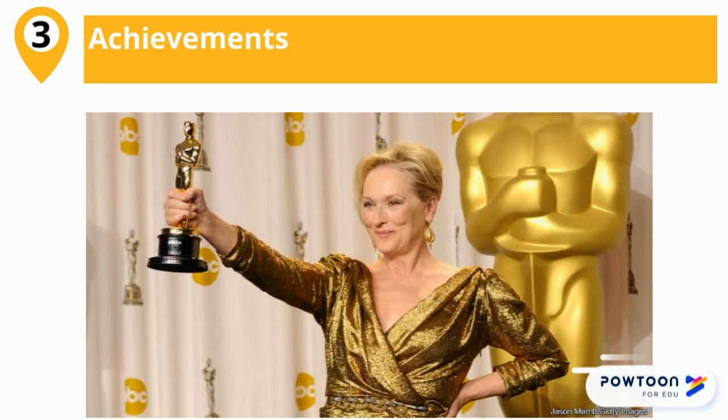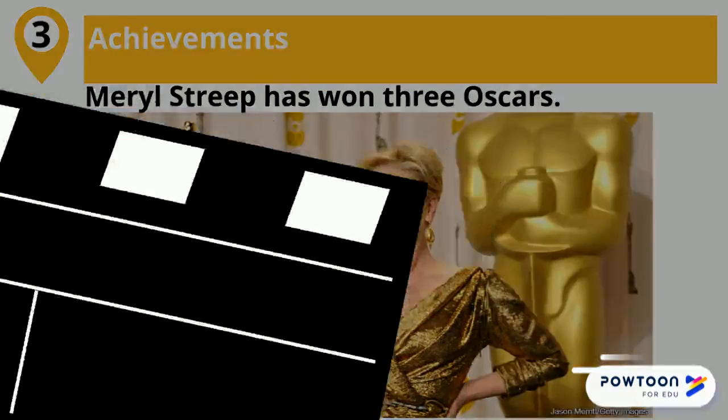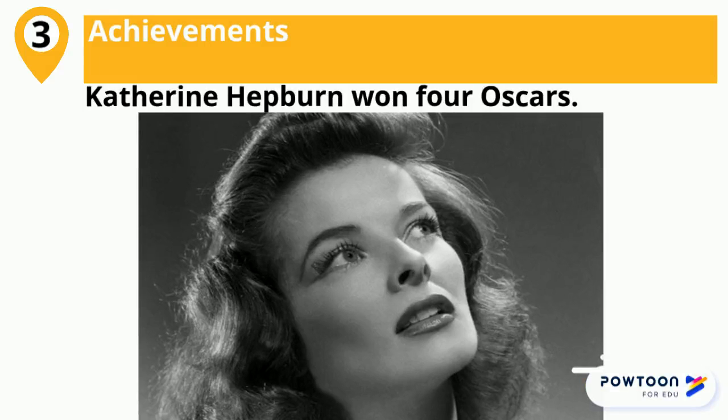We also use present perfect to talk about achievements. For example, Meryl Streep has won 3 Oscars. This leaves it open because it is possible that this fantastic actress will win another award. However, if we were talking about an actress that is no longer alive, we would use the past simple. Katharine Hepburn won 4 Oscars, which, by the way, is the most Oscars a single actor has won so far.